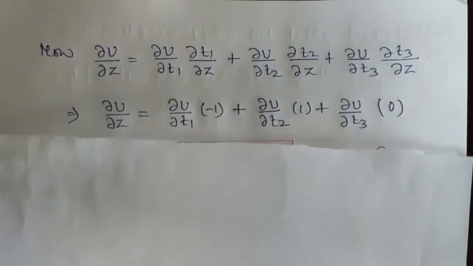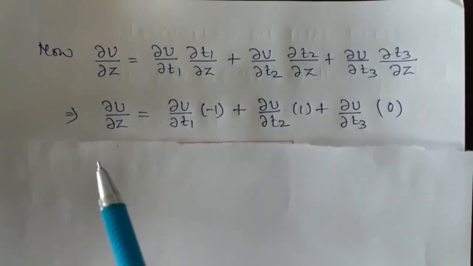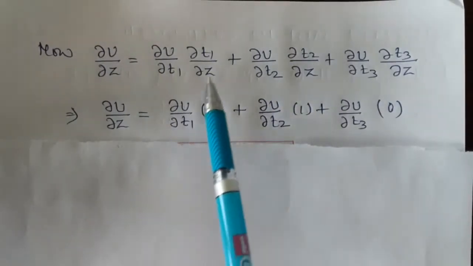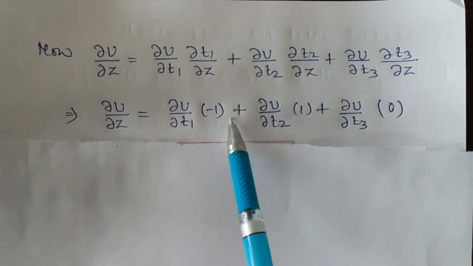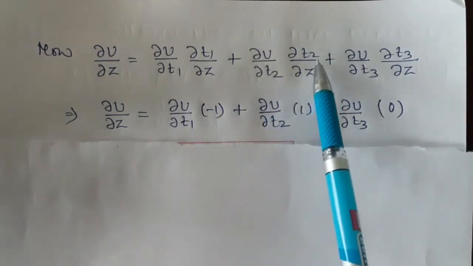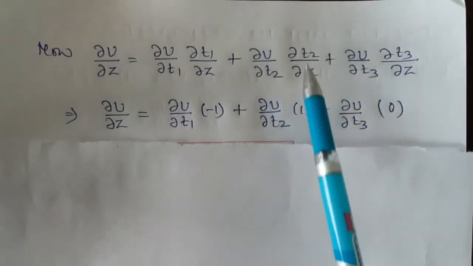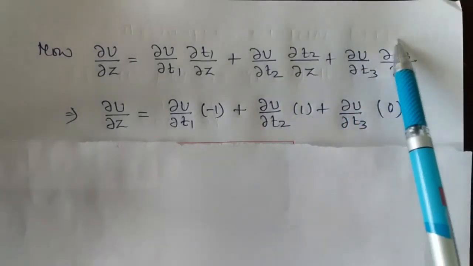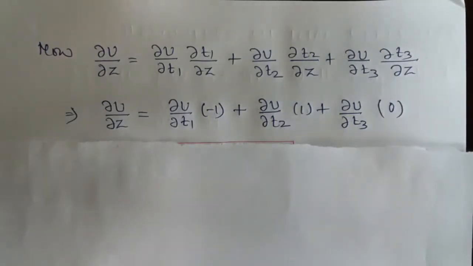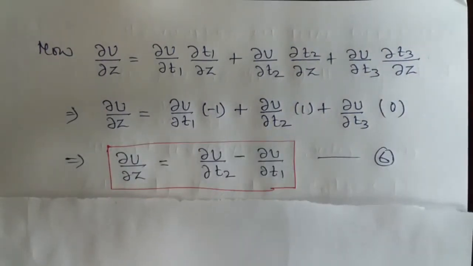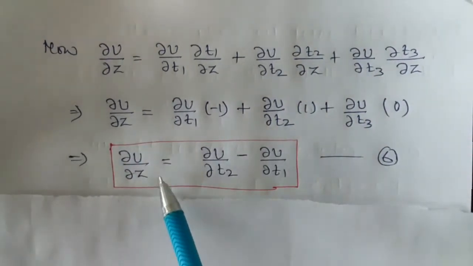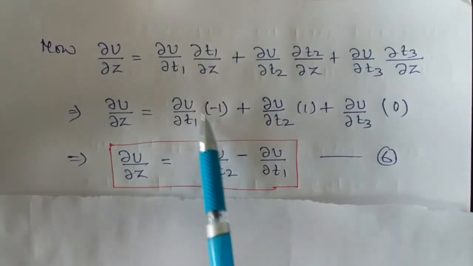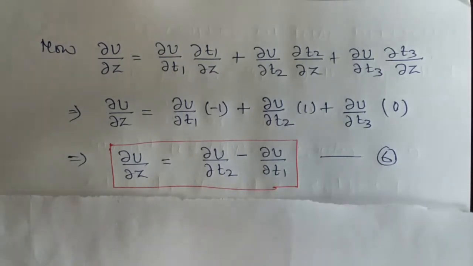So putting the values, we get del u by del z equal to del u by del t1 into minus 1, plus del u by del t2 into del t2 by del z, which is 1, plus del u by del t3 into del t3 by del z, which is 0. So finally we get del u by del z equal to del u by del t2 minus del u by del t1.